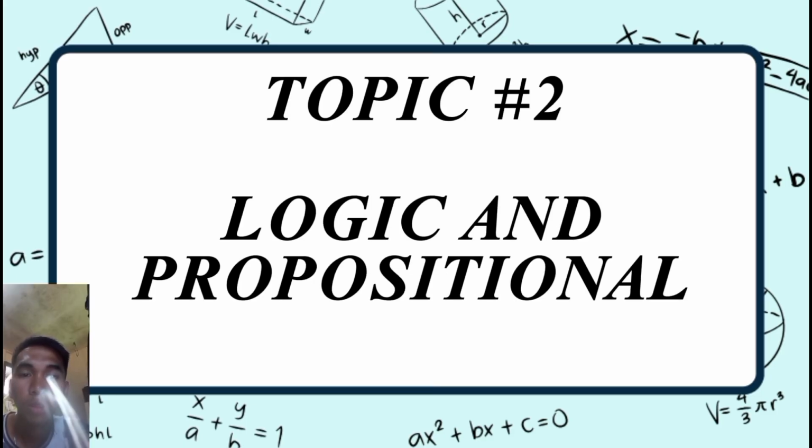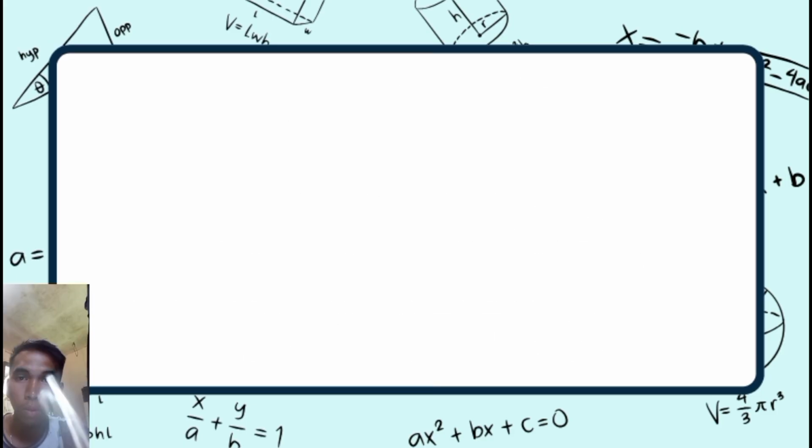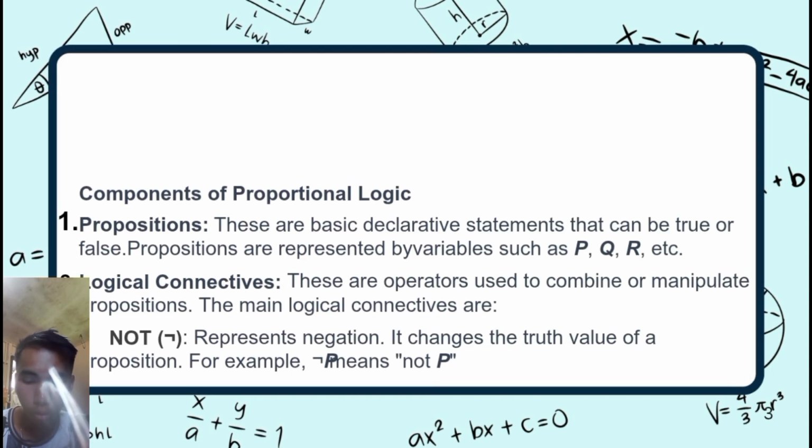And propositional calculus. Propositions. Basic declarative statements that can be either true or false. They are represented by variables such as P, Q, R, etc.